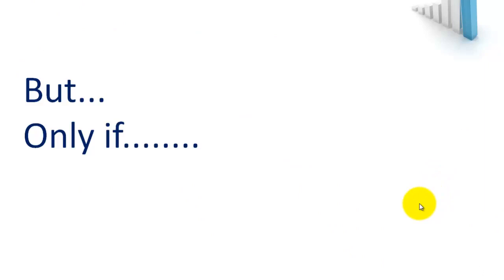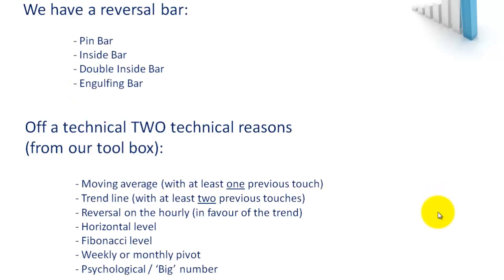So how do we trade this? We could trade with the trend very easily. However, like with any trade, as you'll discover, we only really want to trade if we have our activated bar or reversal bar, which is a pin bar, otherwise known as a Hess bar, an inside bar, a double inside bar, or an engulfing bar, otherwise known as an outside bar.